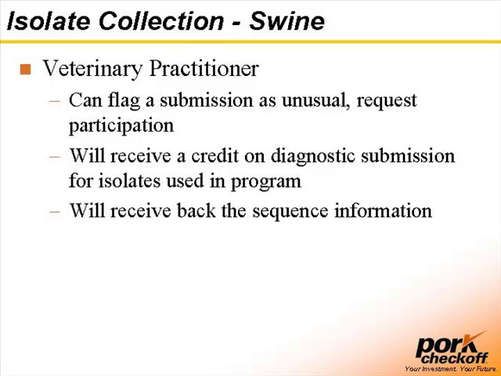The veterinary practitioner was going to flag the submission as something unusual, or it might say something on his submission form, like, I've got 20% mortality, that would flag it and request participation. Or the D-Lab, if they saw something in the submission that looked weird, could contact the practitioner and request them entering the program. And the payment back would be that the practitioner would receive credit on diagnostic submissions for isolates used in the program, and they would receive the sequence information from those isolates that were also used in the program.